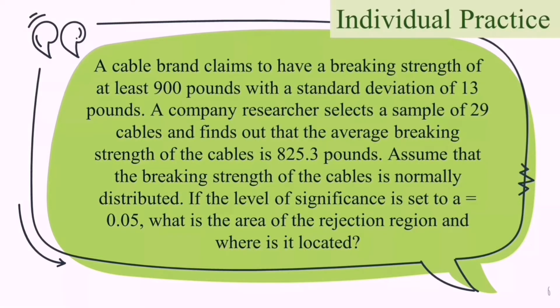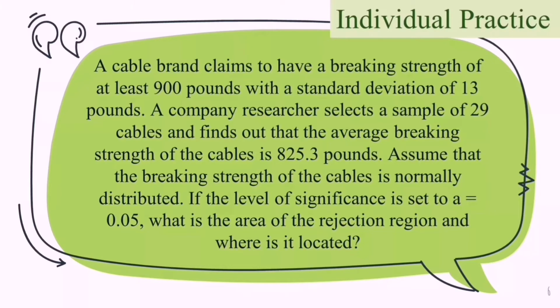The first problem: a cable brand claims to have a strength of at least 900 pounds with a standard deviation of 13 pounds. A company researcher selects a sample of 29 cables and finds that the average breaking strength of the cables is 825.3 pounds. Assume that the breaking strength of the cables is normally distributed. If the level of significance is set to alpha equals 0.05, what is the area of the rejection region and where is it located? That's what we are about to solve.